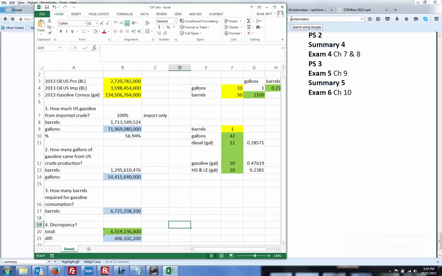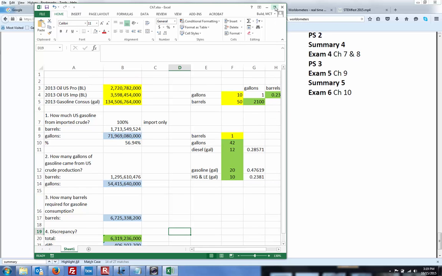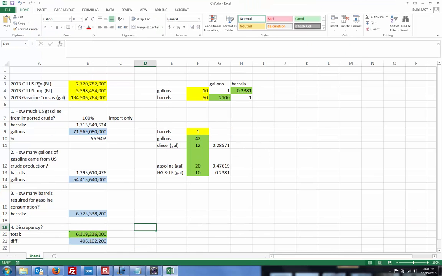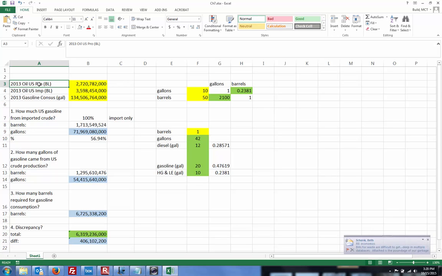refresher, I'm going to go through a project that we just did, or a problem that we just did in 101, and I'll kind of overview it. So we've got some initial data that we're working with, and that's the fact that in 2013, the United States produced 2,720,782,000 barrels of crude oil.